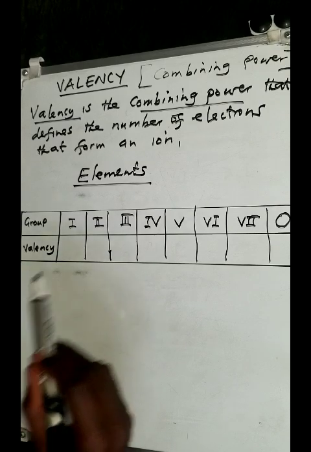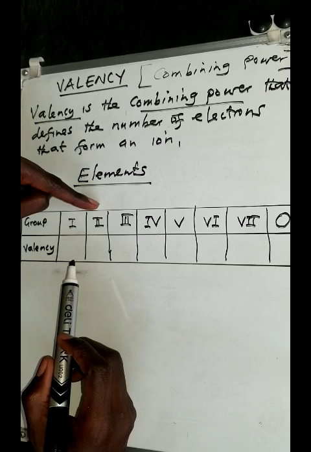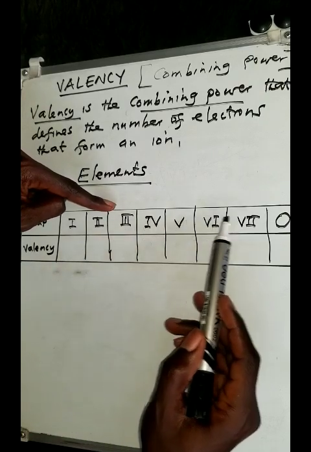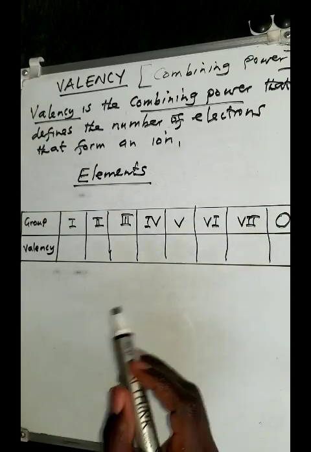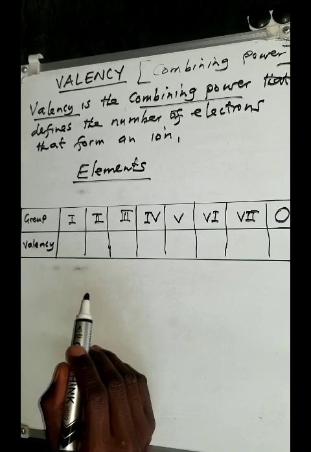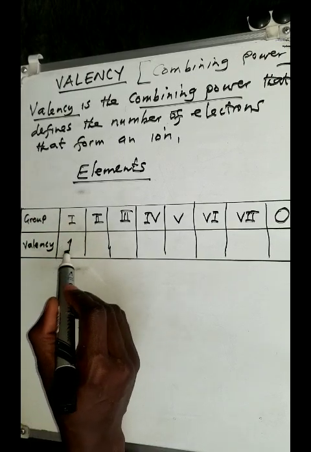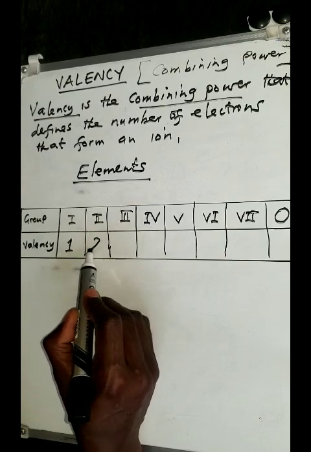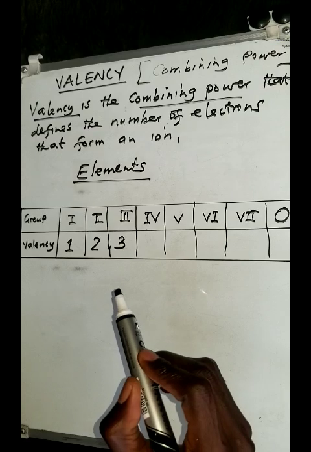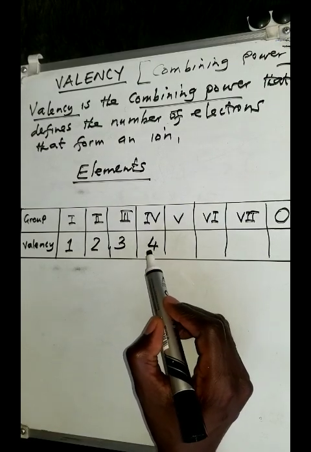Sometimes, as you advance, the groups are given as 1, 2, and then 13, 14, 15, 16, 17, 18. That's the way they may call them, but don't worry about that. We are going to stick to the Roman numerals. If you're in group 1 on the periodic table, the element has a valence of 1. Group 2, a valence of 2. Group 3, a valence of 3. For group 4, a valence of 4.